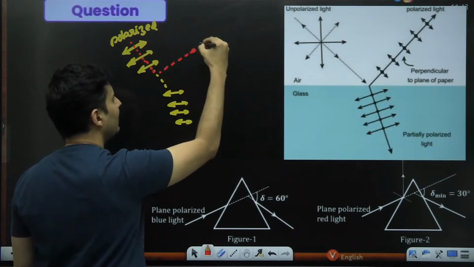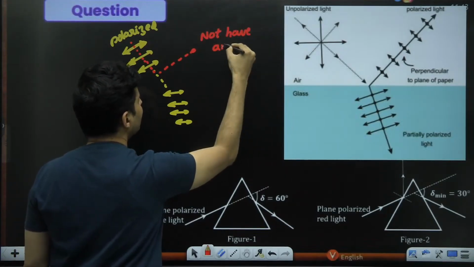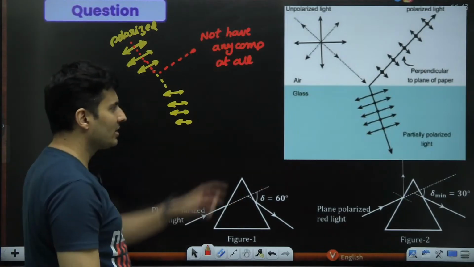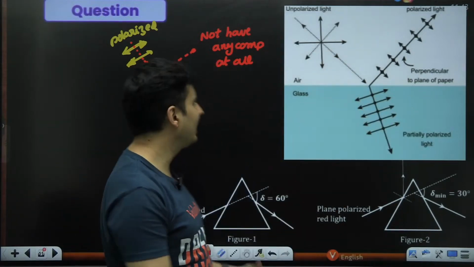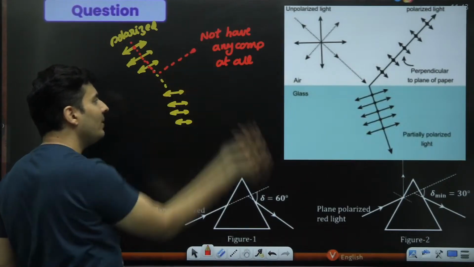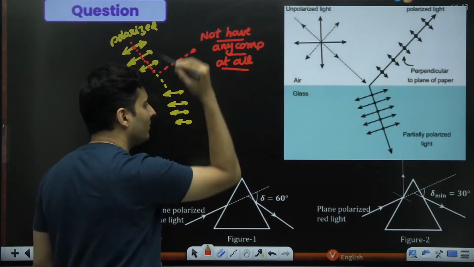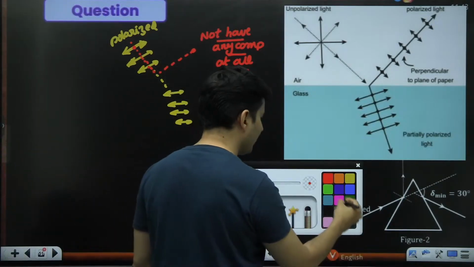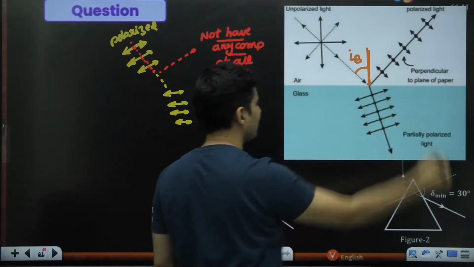So the reflected light will not have any component at all, because the only component it can have is this kind of oscillations which are perpendicular to the plane. So if those perpendicular oscillations are absent initially, what will get reflected? Nothing will get reflected, so there will not be any component of reflection at all. That means this angle of incidence which was there was your Brewster's angle.